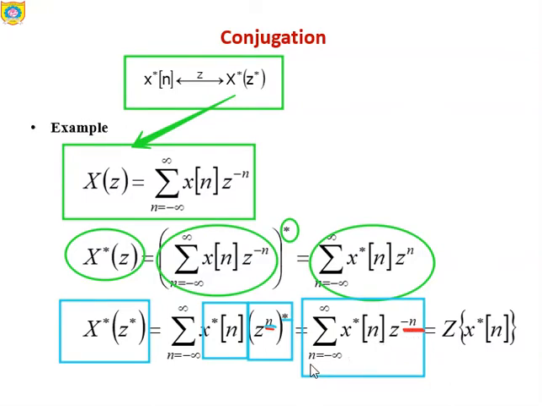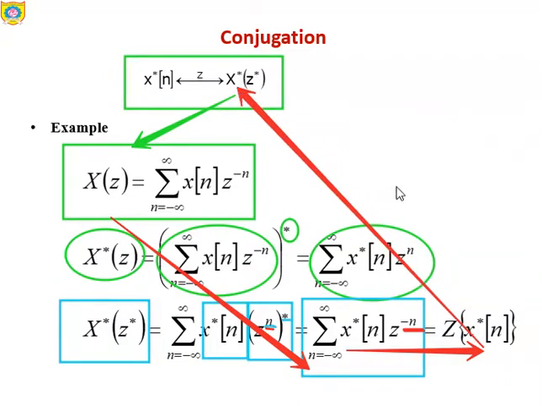Now just observe this entire thing. This is equivalent to the definition of the Z transform. So just compare this particular equation with the Z transform equation. Here I can sense that this is nothing but the Z transform of x star of n, which will ultimately give me X star of z star. So that is what is done over here. In short, we can say this is the conjugation property.